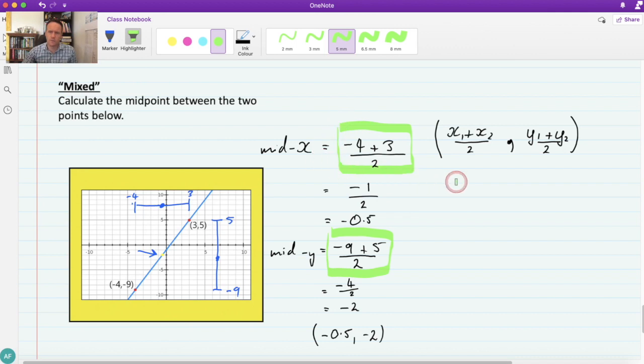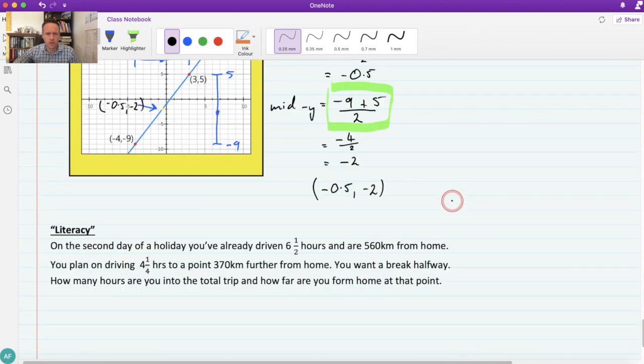Okay, so we want to put the first and second x points in, add them and divide them by 2 to find the average, and do the same for the y. Once you've got that, you will have your midpoint. So our midpoint here is, as we said, -0.5 and -2.